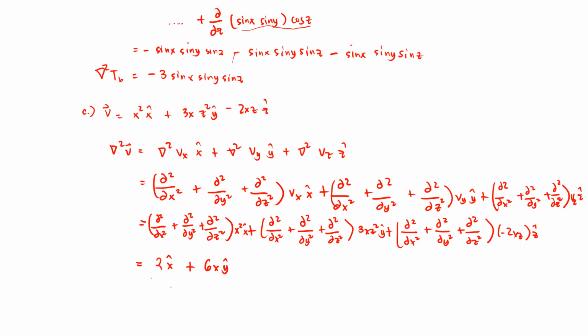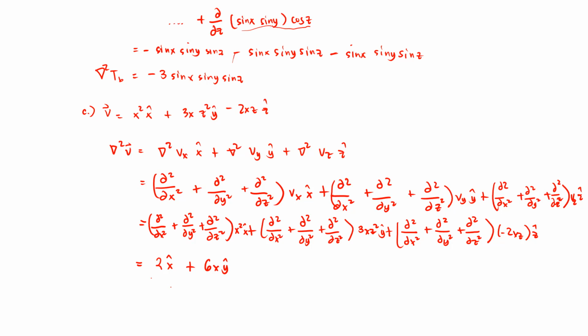Now notice that these are just the same. So you can add these three terms here. So you will get negative 3 sine x, sine y, sine z. So you have here the Laplacian of the scalar function T sub b is equal to negative 3 sine x, sine y, sine z.